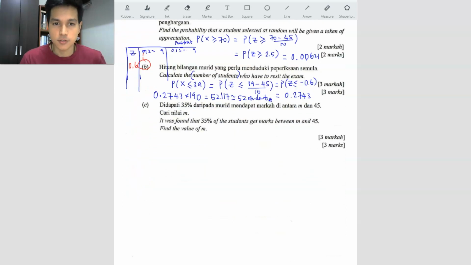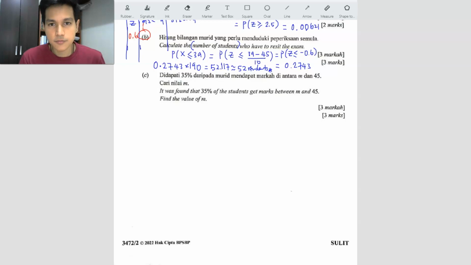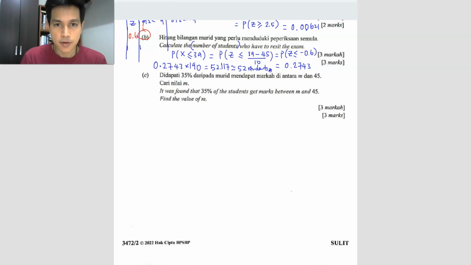Question C. It is found that 35% of students get marks between M and 45. So that means P, when the marks is between M and 45, the probability is 35%. 35% means 35 over 100, so it's 0.35.